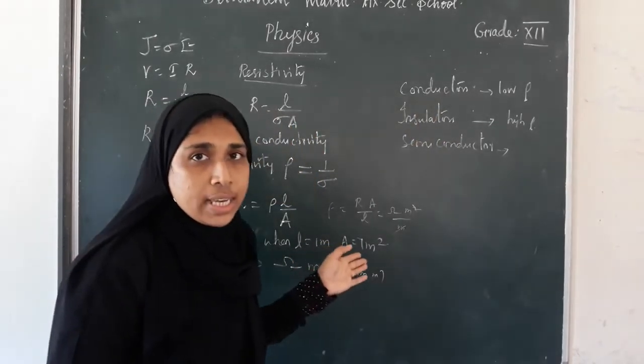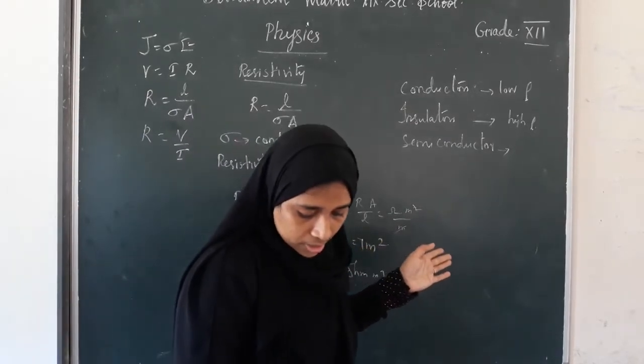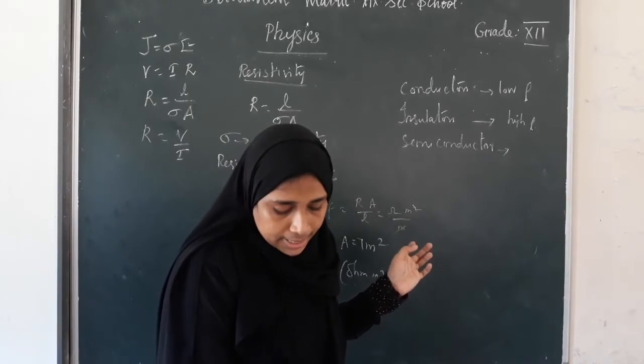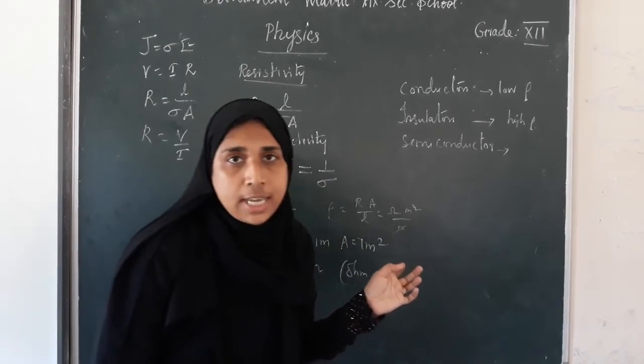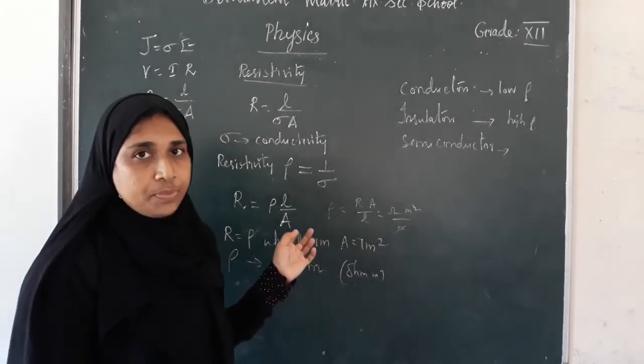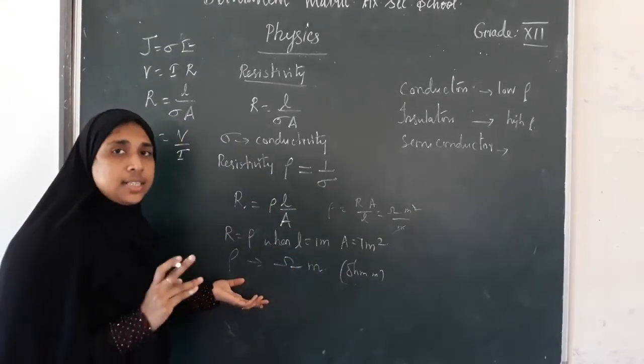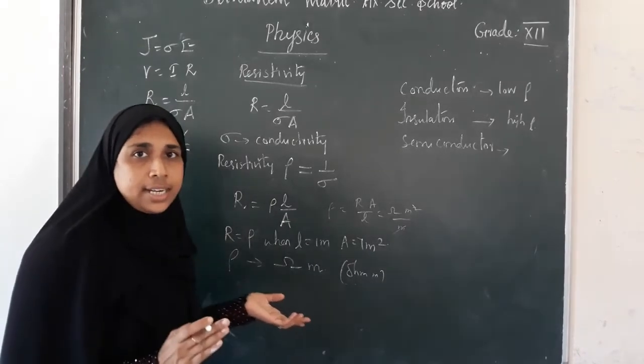So this is about resistivity. This resistivity is constant for a particular material, and the conductivity depends on the type of the material. Okay, I hope you understood current, resistance, resistivity and conductivity.